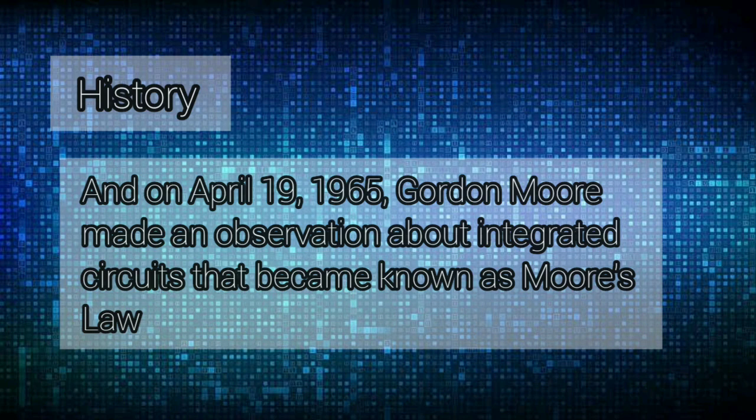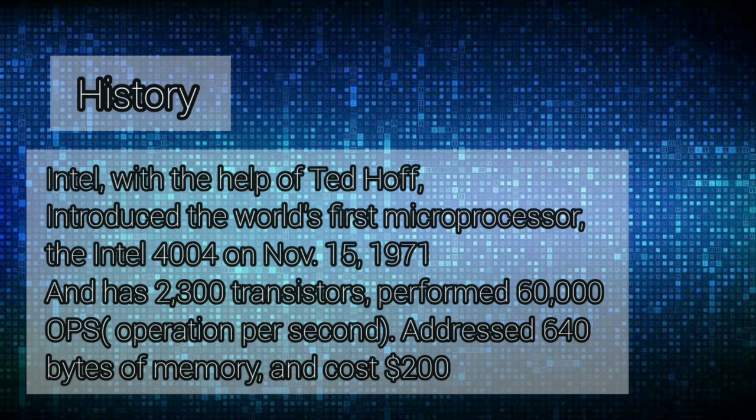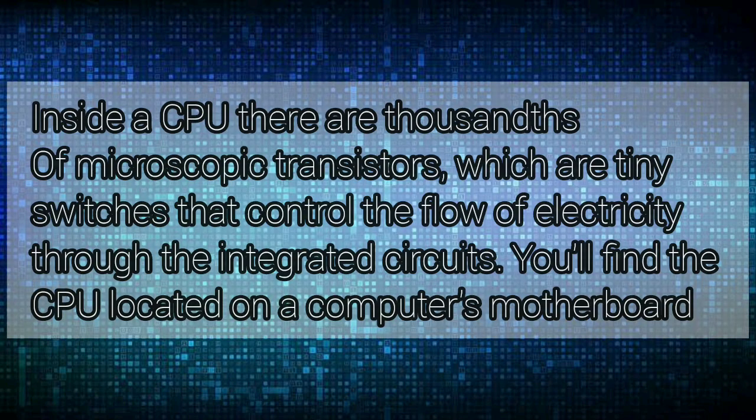And on April 19, 1965, Gordon Moore made an observation about integrated circuits that became known as Moore's Law. Intel, with the help of Ted Hoff, introduced the world's first microprocessor, the Intel 4004, on November 15, 1971. It has 2,300 transistors, performs 60,000 operations per second, addresses 640 bytes of memory, and costs $200.